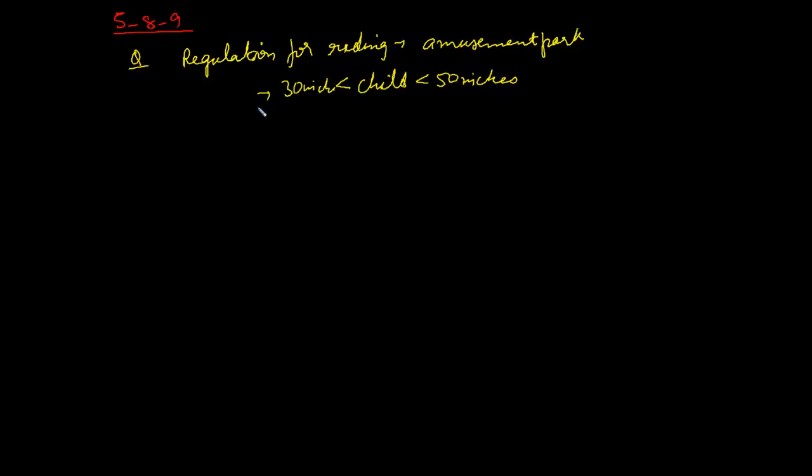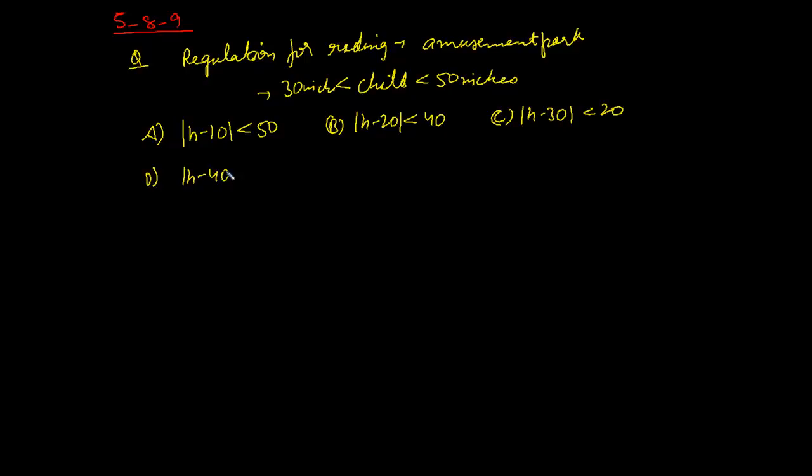So if that has to hold true, the question is which of the following can be used to determine the allowed child's height. The answer choices are: A, the absolute value of h minus 10 is less than 50. B, the absolute value of h minus 20 is less than 40. C, the absolute value of h minus 30 is less than 20. D, the absolute value of h minus 40 is less than 10. And E, the absolute value of h minus 45 is less than 5.